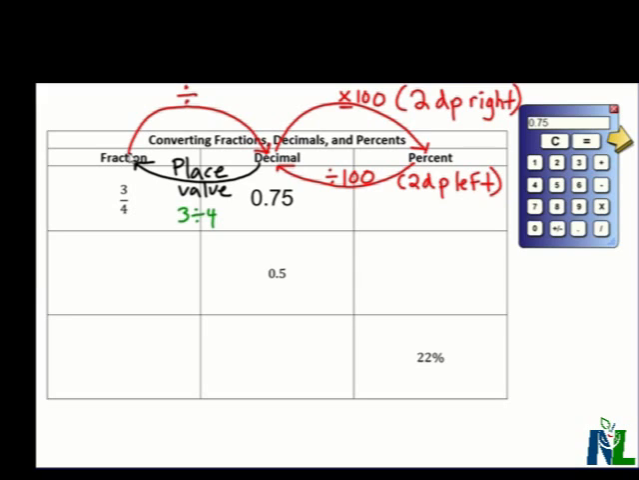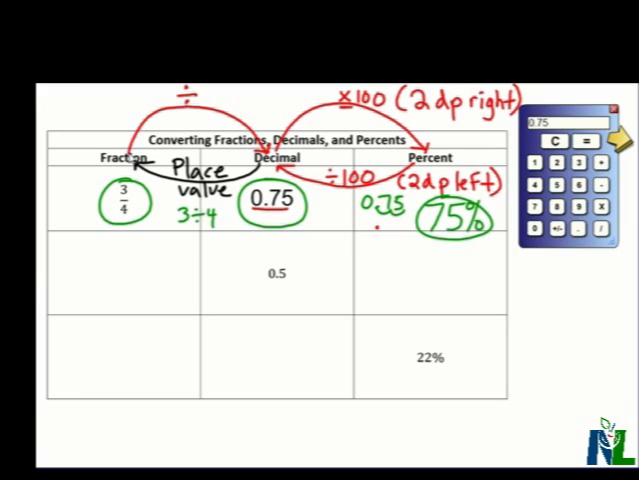Then to move from our decimal over to our percentage, we're going to, as we did up above, multiply it by 100, which has the effect of moving two decimal places to the right. So therefore our equivalent percentage is 75%. So 75% is equivalent to 0.75 in decimal form, which is equivalent to 3/4 in fraction form.